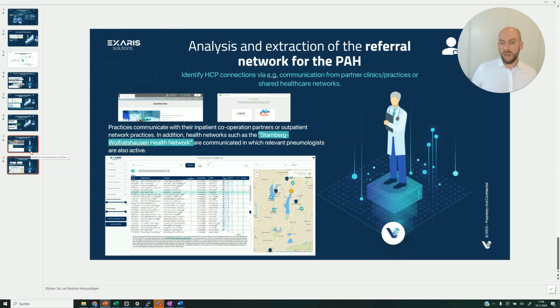Here is another example of the health networks. In this area, what we just looked at, this is the area of South Germany. The Starnberg-Wolfratshausen Health Network is communicated by 19 practices, by 19 HCPs. So there is a network based on the content, and based on AI we can extract it, and you will see every connection, and you can engage with those who are really relevant and connect through those ambassadors regionally, and see how you can build up those pathways, how you can engage with the GPs.